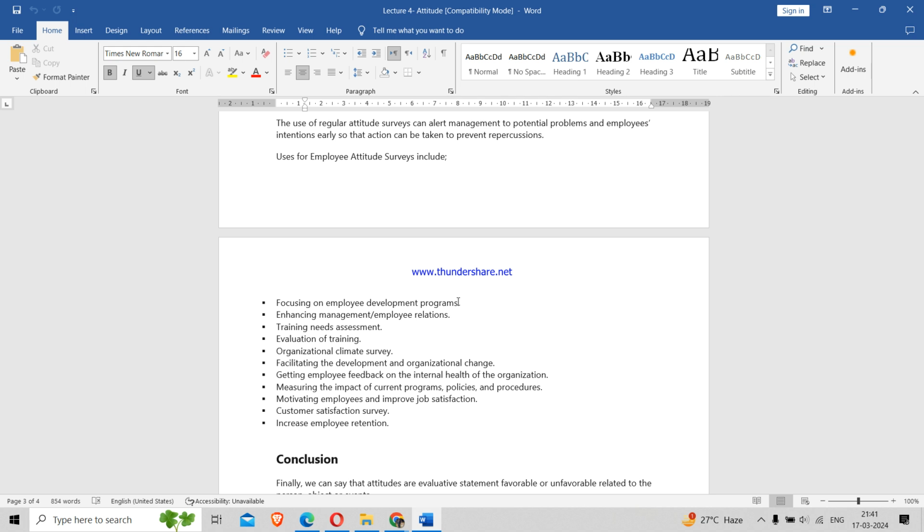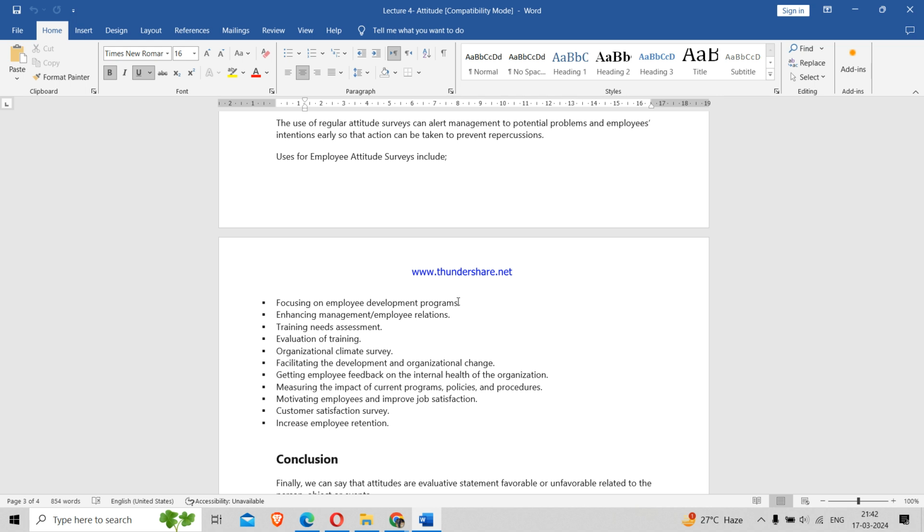Next is measuring the impact of current programs, policies and procedures. So if you get a good vision of the current programs, policies and procedures that you are adopting in a particular organization through the attitude, then you will be able to get a clear view of it, and accordingly you will be able to extract the most possible output from the employees.